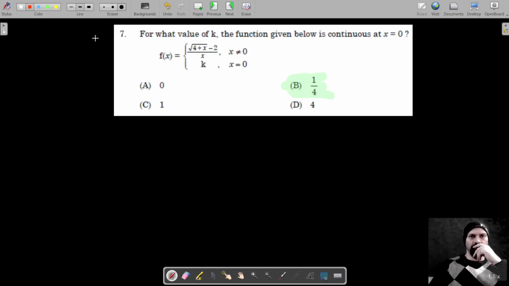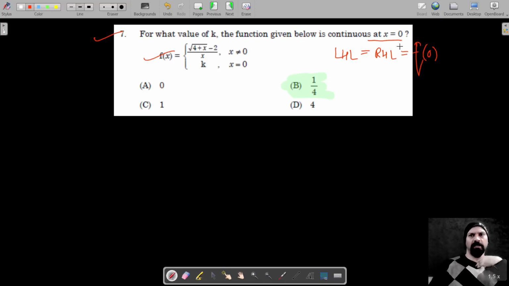Okay, for question number 7, we have to find the value of k for which the function given below is continuous at x equal to 0. And our function is this. We know that for a continuous function, the left hand limit is equal to the right hand limit, which is equal to the value of the function at x equal to 0. So let's take the condition that the function is continuous.